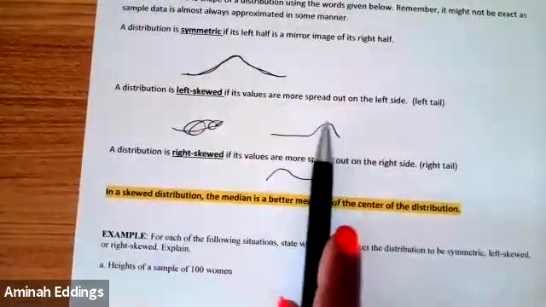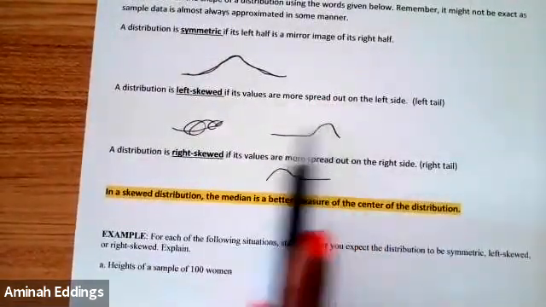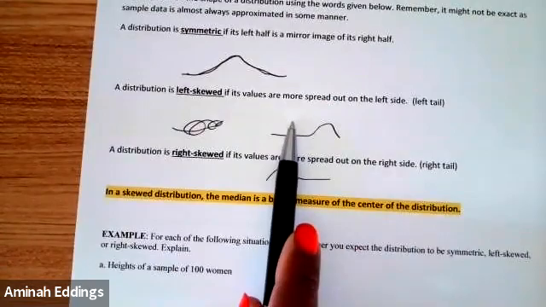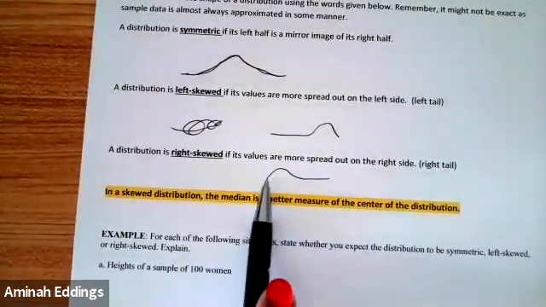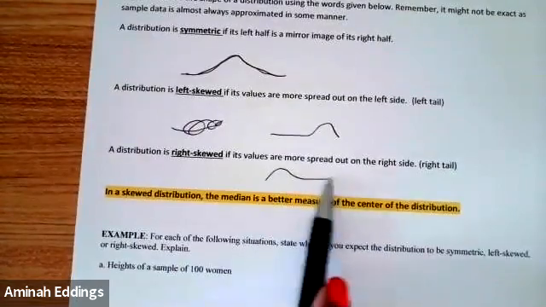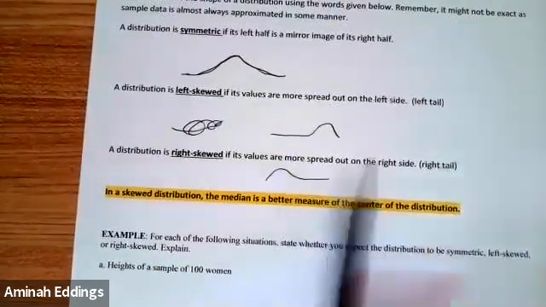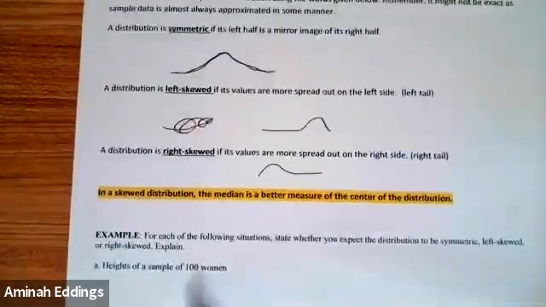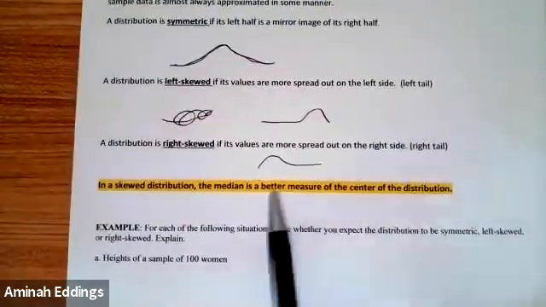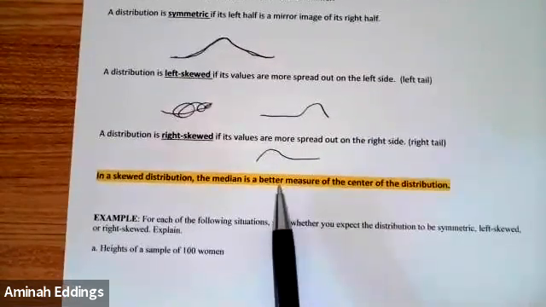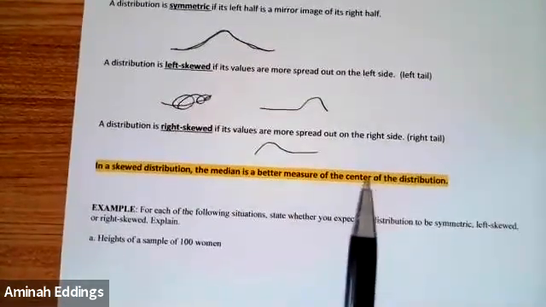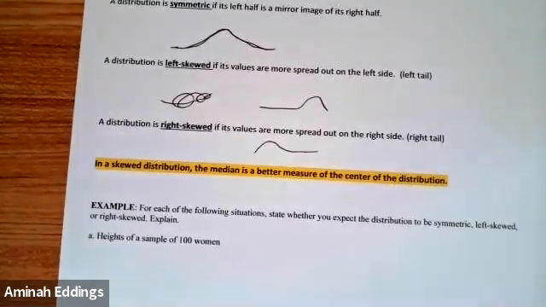If our data is left skewed, then we have more data values on the lower end, on the left side. If it's right skewed, then we have more data values on the right side, on the larger end. And so in a skewed distribution, it's better to think about the median as your measure of the center of your distribution, because again, we think about outliers.